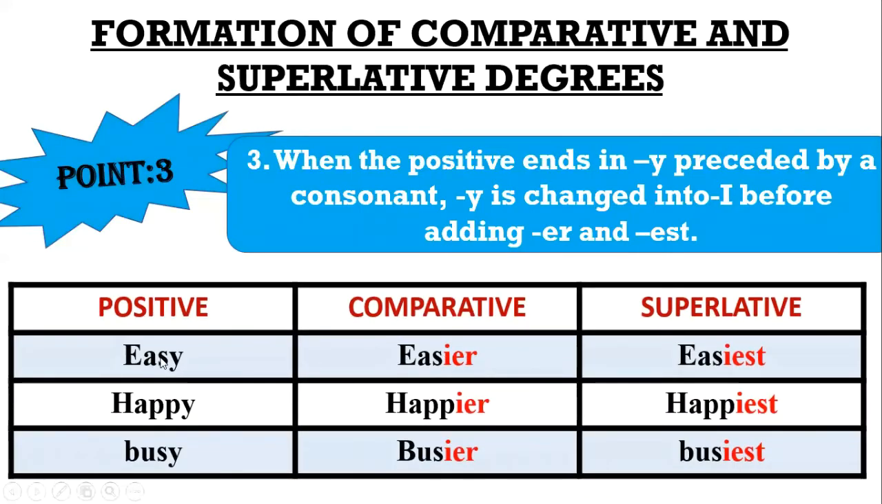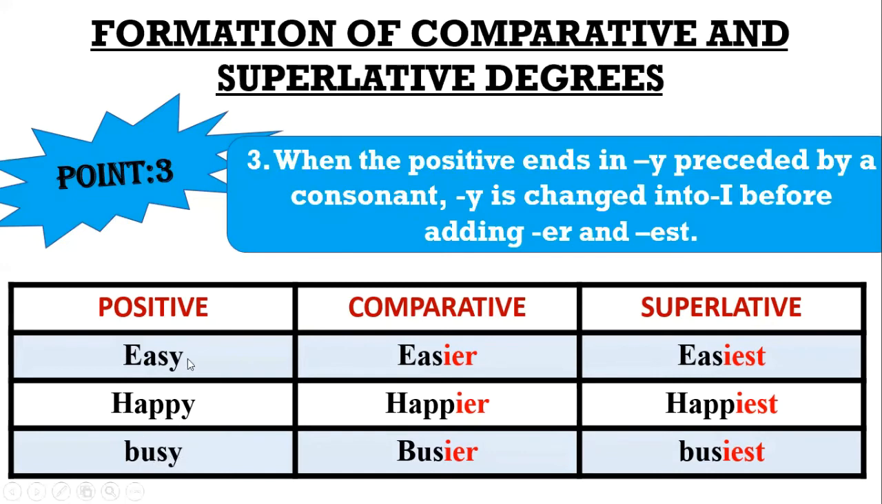See, easy, E-A-S-Y. So this Y is the letter. See, positive ends in Y, preceded by a consonant. What is a consonant? See, preceded means the letter before Y is S. S is a consonant. Here, happy, H-A-P-P-Y. Letter before Y is P, that is a consonant. B-U-S-Y, busy. Letter before Y is a consonant.